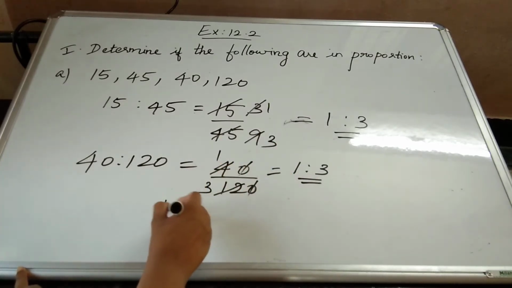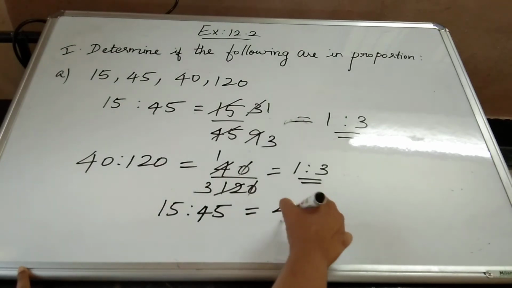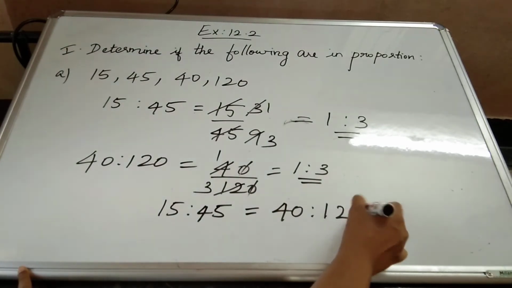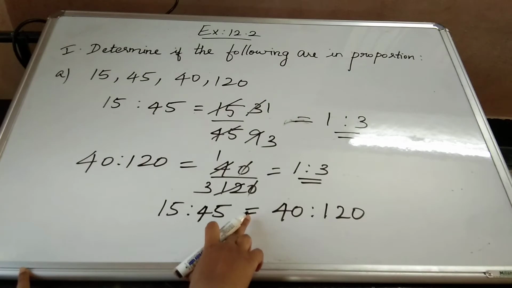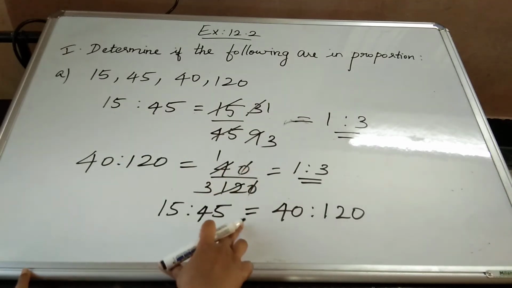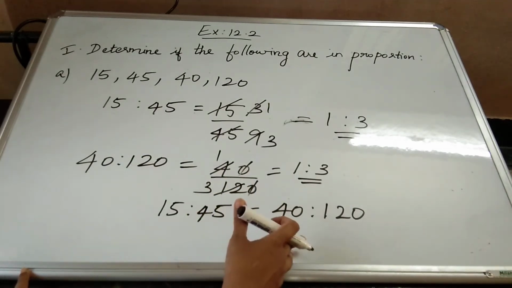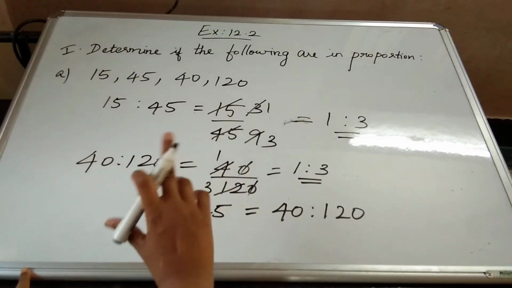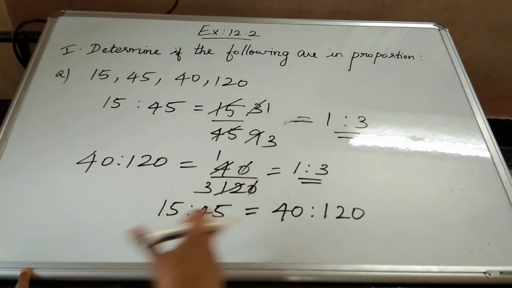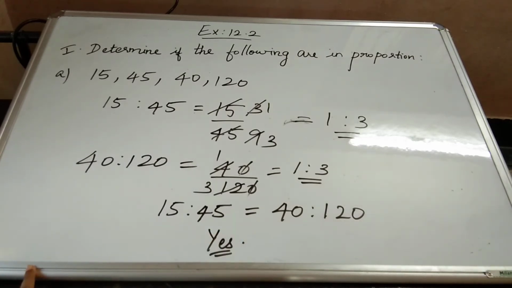So how can I write it? 15 is to 45 is equal to 40 is to 120. They are equal. We can either use the equal to symbol or the 4 dots, the symbol of proportion. So they are forming a proportion. Are they in proportion? Yes, they are in proportion. Clear, children?